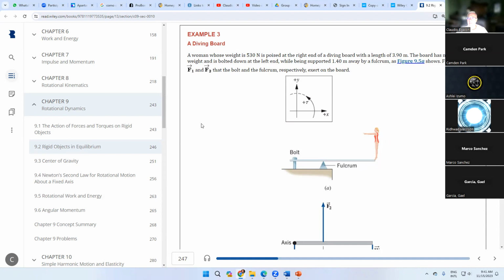Find the forces F1 and F2 that the bolt and the fulcrum exert on the board. Okay, that's a very good example. We are going to do that.